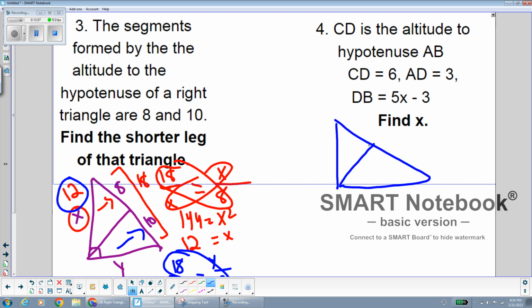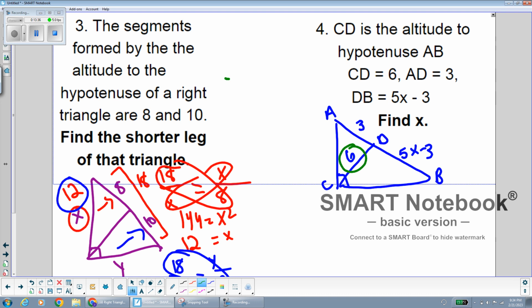CD is the altitude to the hypotenuse AB. CD is 6, AD is 3, DB is 5x minus 3. Think about, do you think we'd be using the leg rule or the altitude rule here? If you said that you think we'd be using the altitude rule, you're correct, because even though we're not finding the altitude, we have information about it.